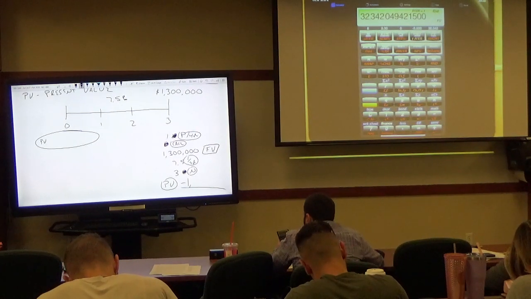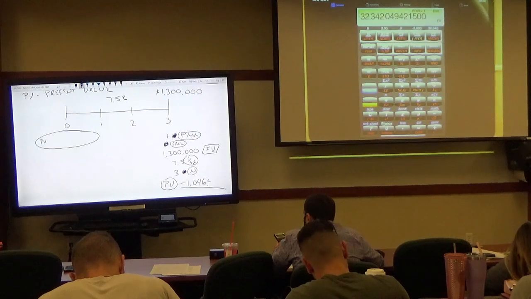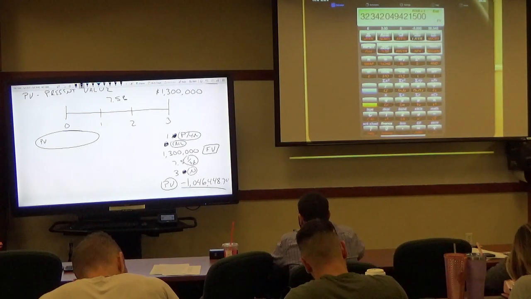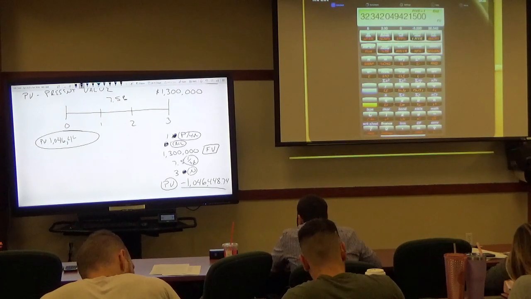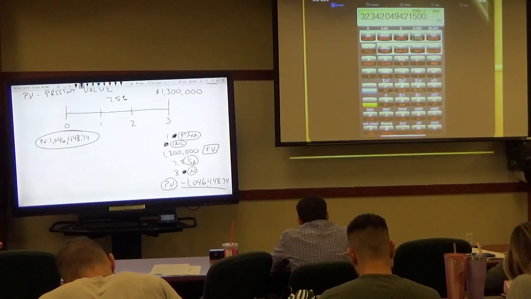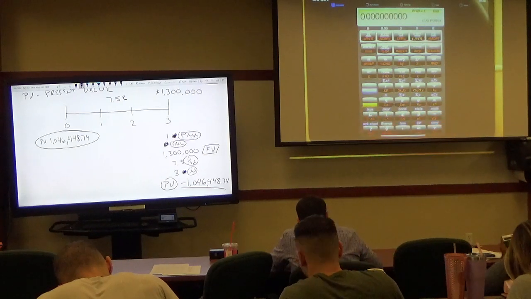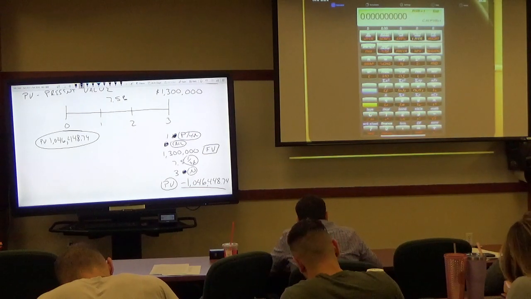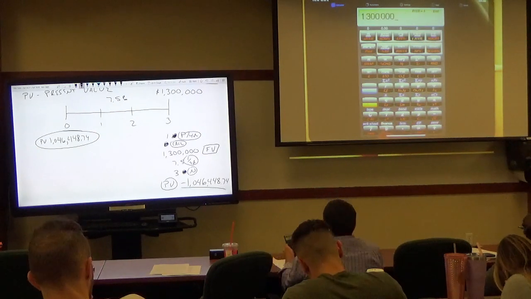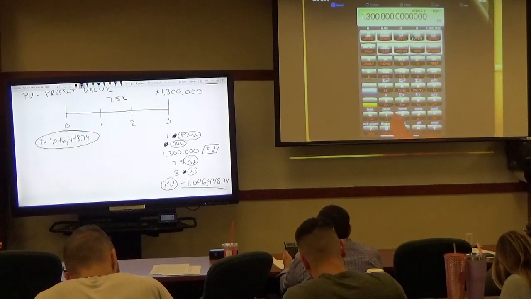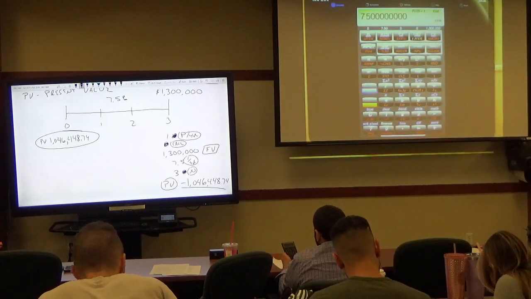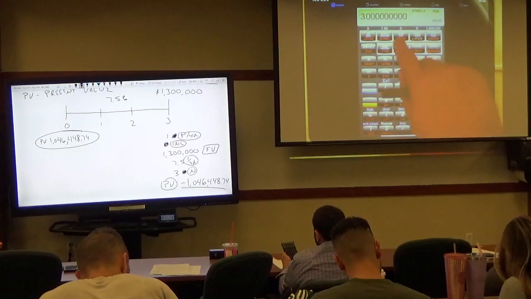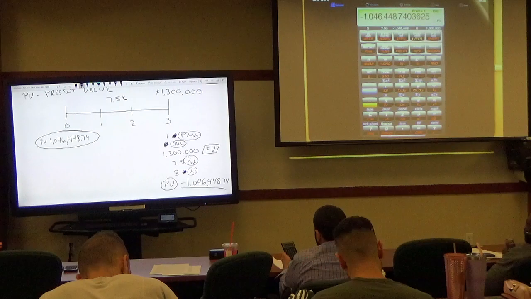Okay, what do we end up with? 1,046,448.74. So we're simply saying that's how much the property is worth to us today. I'll work it over here on this one just so that you can see along. All right, so 1,300,000 future value, 7.5 as our interest rate, 3 years as our term, solve for present value. There we go. 1,046,448.74.